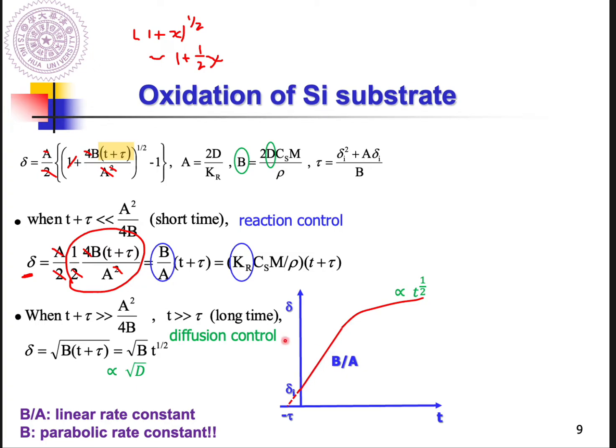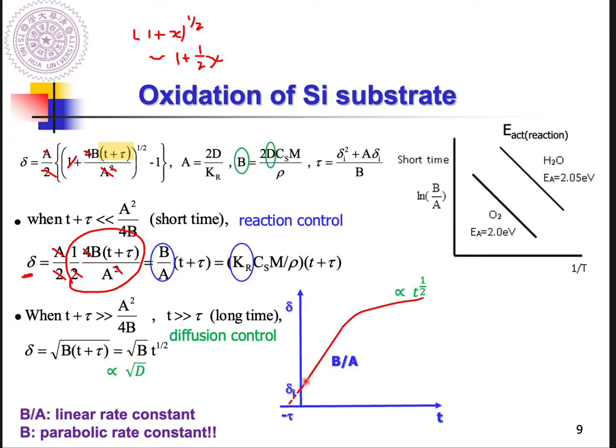In this regime, the delta is proportional to Kr, the rate constant. Don't forget what's inside the rate constant, what parameters will affect the rate constant. For the rate constant, there's an exponential term embedded inside, right? It includes the exponential, the activation energy, and T, the working temperature, right?